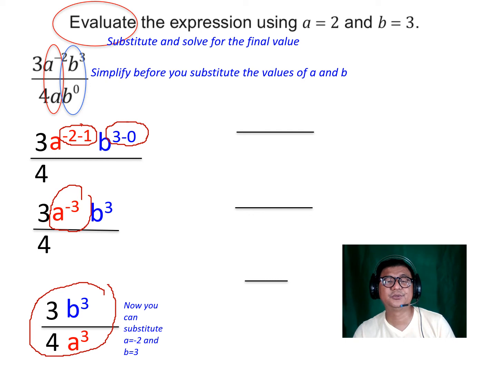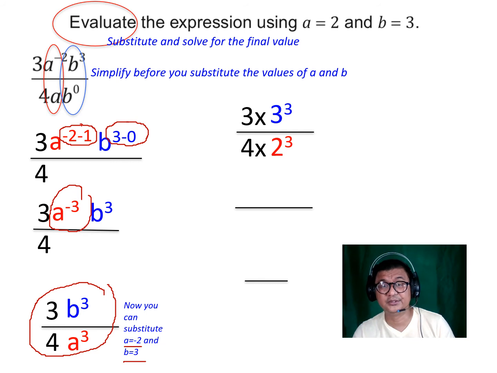Now we're ready to substitute. Instead of writing a, I write 2. Instead of writing b, I write 3. The one in blue and the one in red. So 3 times 4 times at the bottom, a is equal to 2, therefore 2 to the third. And b is equal to 3, therefore I will write 3 to the third. Okay? So do not multiply these two yet. Work on the exponents first. Remember, order of operations, work on the exponents first.